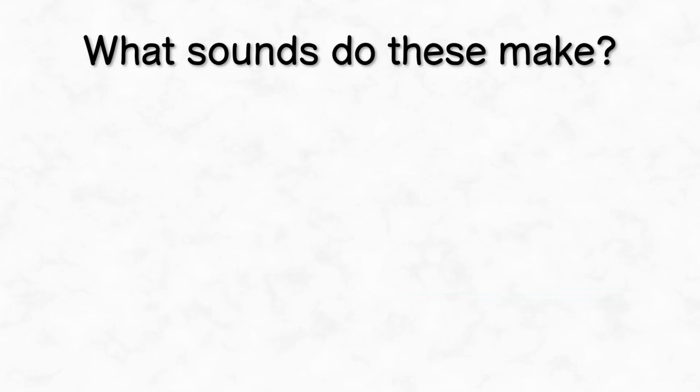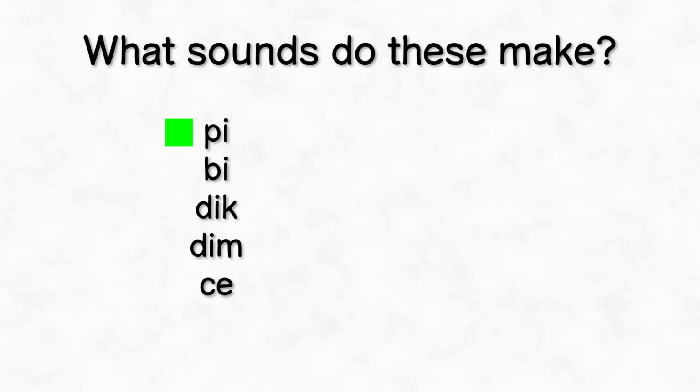So that's all the consonants. Let's wrap it up by doing some exercises. How would you pronounce these words? I'll give you a few seconds to pause and try it out yourself. Alright? These are P, B, Dik, Dim, Te. Again, those are P, B, Dik, Dim, Te.